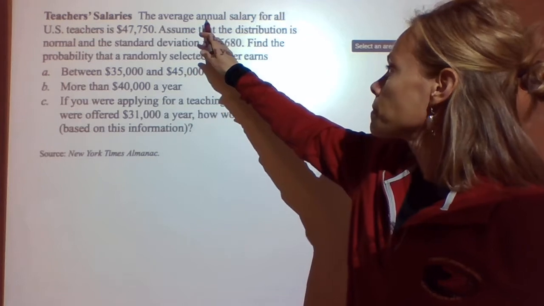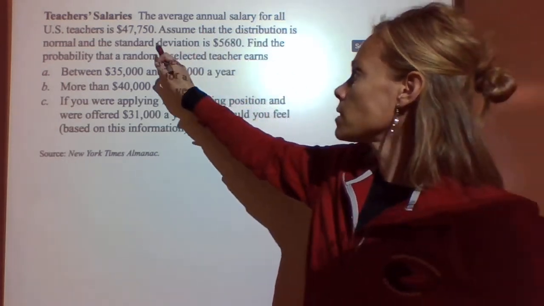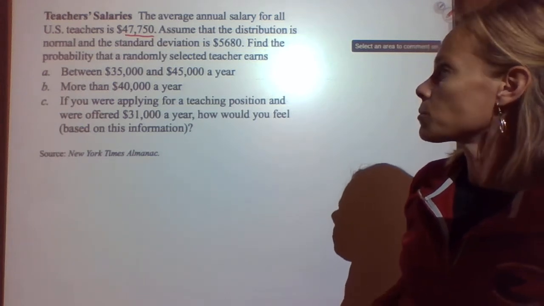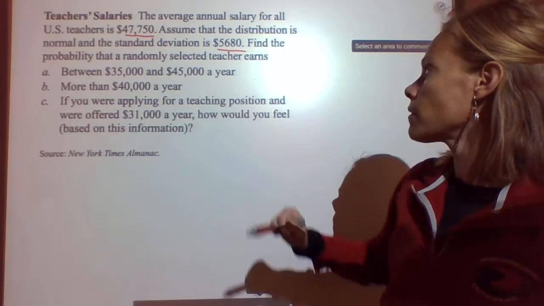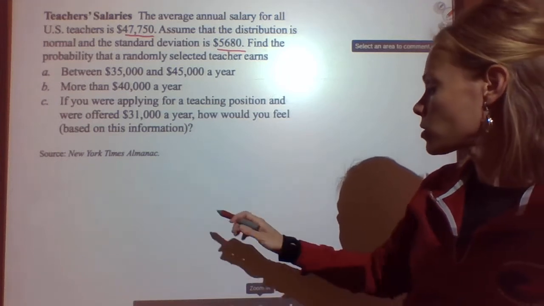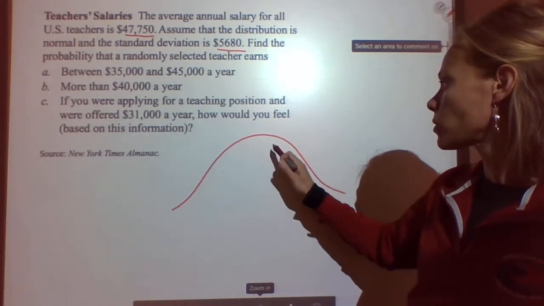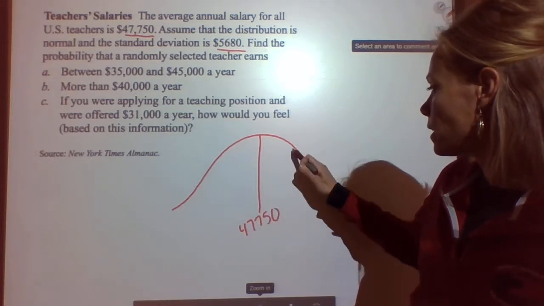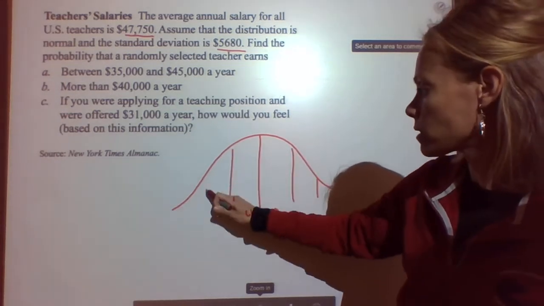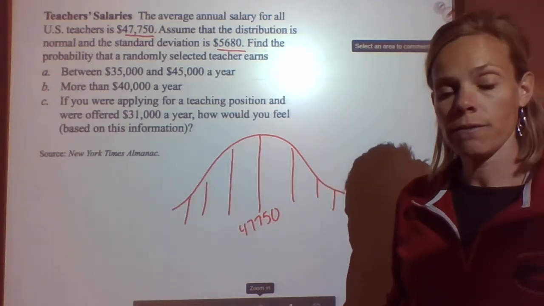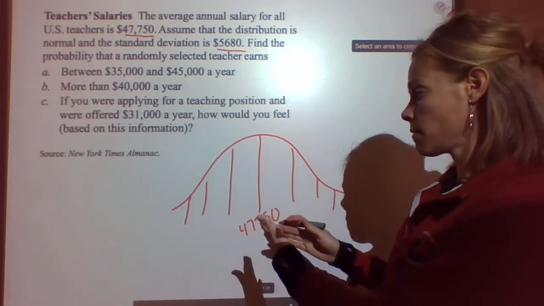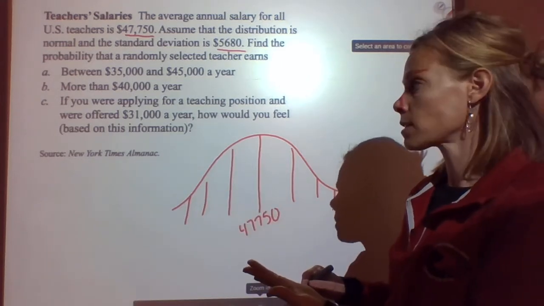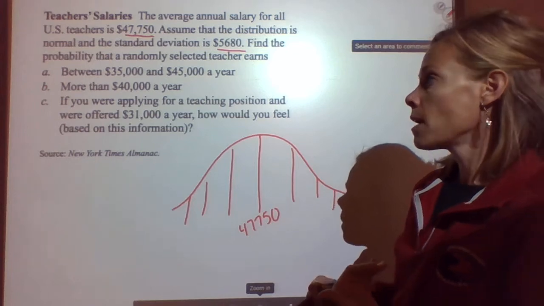The average annual salary for U.S. teachers is $47,750. Assume the distribution is normal and the standard deviation is 5,680. If I sketch in that normal curve, put in my mean and count by standard deviations, we know how to find a probability percent if it landed on nice standard deviations and my question asked that. But in this case, it's not.